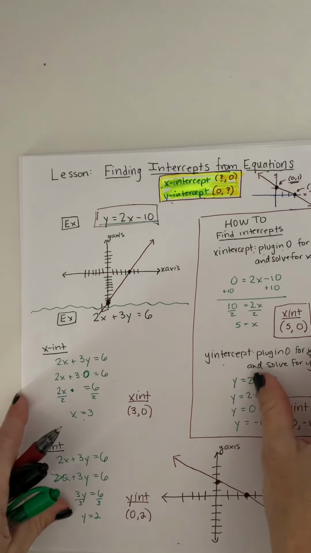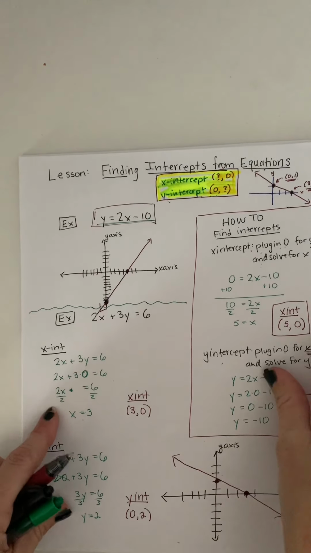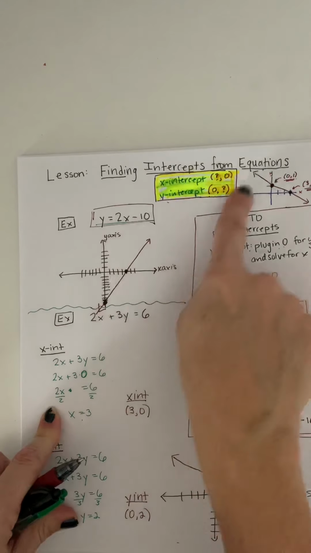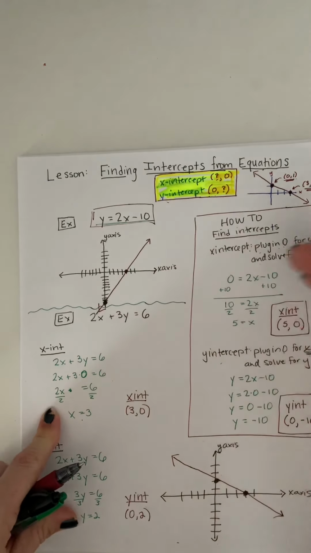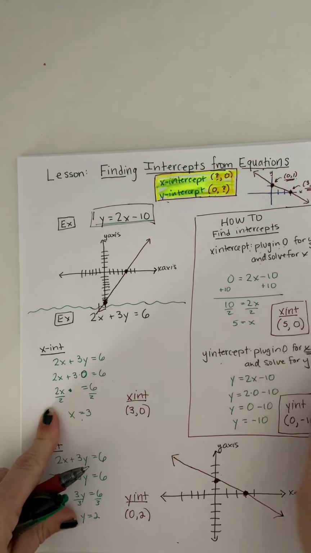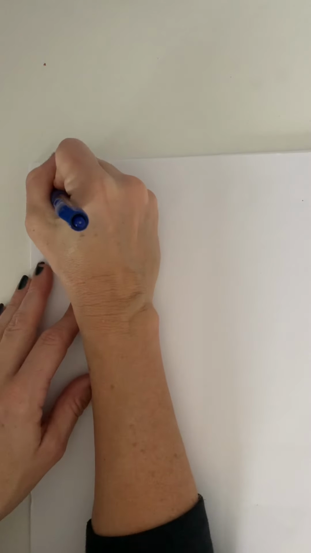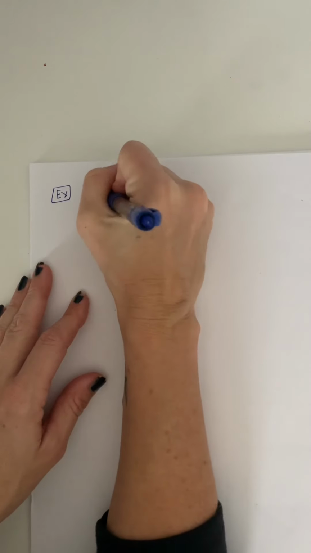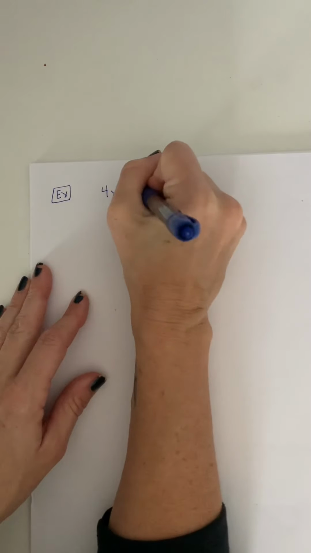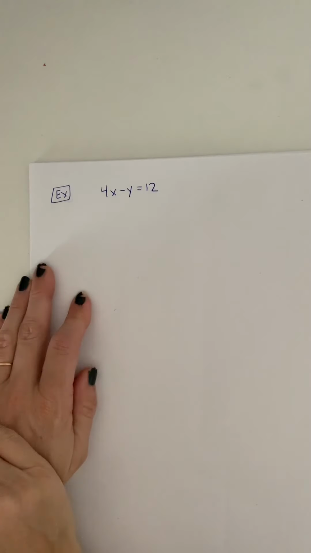Okay, let's practice. So we're going to keep referring back to the general form of the x and the y-intercept and the how to find. That's what we're going to keep going back to. Nothing else is going to change. So let's try a few examples. Let's try this.